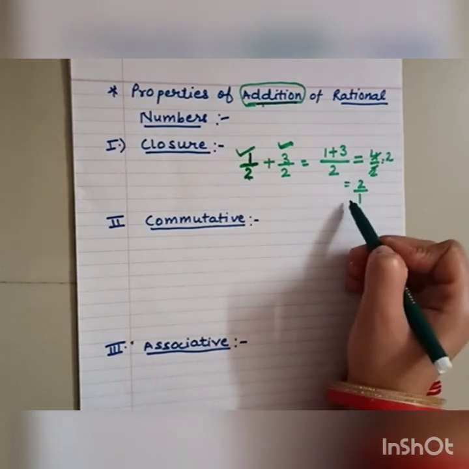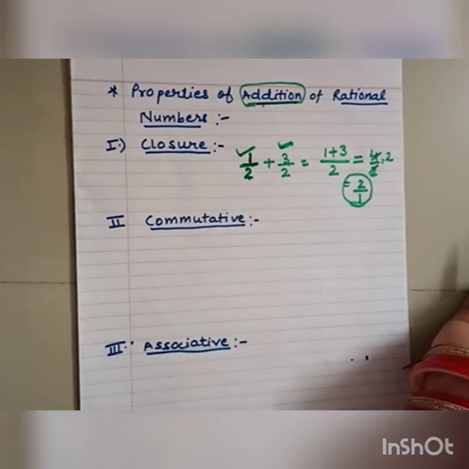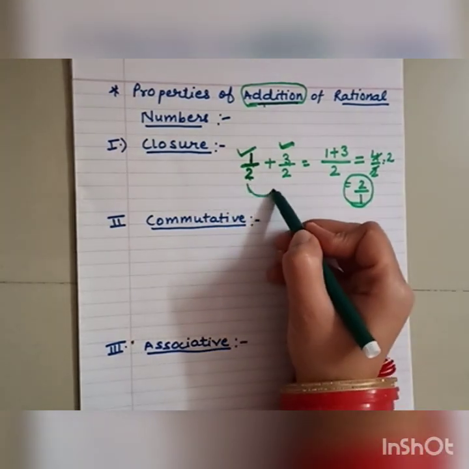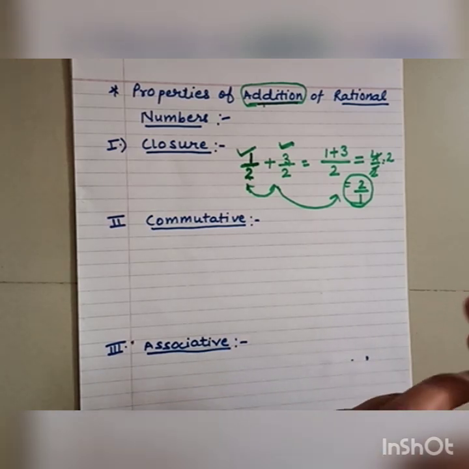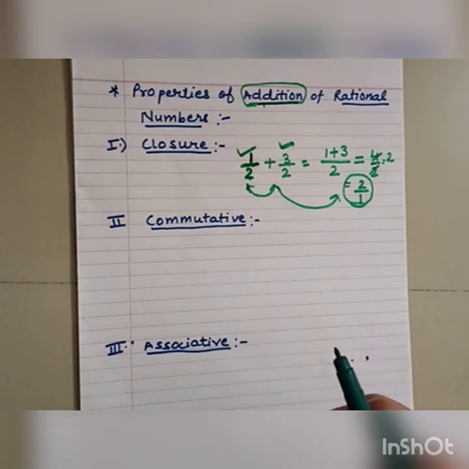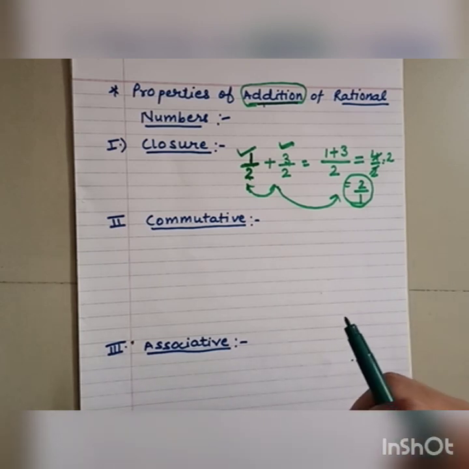Our answer is also a rational number, meaning when we add two rational numbers, we also get a rational number. This means rational numbers are closed under addition. Let's check all the properties one by one.